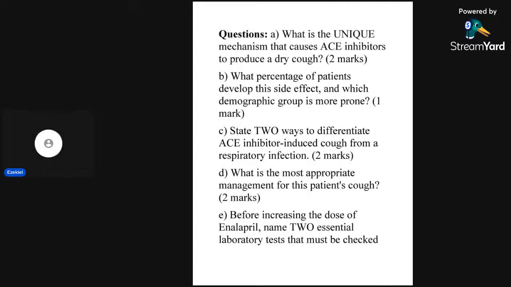Then, usually, in cases like ACE inhibitor, it usually happens within the period of introduction to ACE inhibitors, usually from about 1 week to 6 months. So if this patient has been taking ACE inhibitors for the past 7 or 8 months, in case I twist that case study, you know that definitely is not ACE inhibitor induced cough, because the cough did not start within 1 week to 6 months when the patient started it.